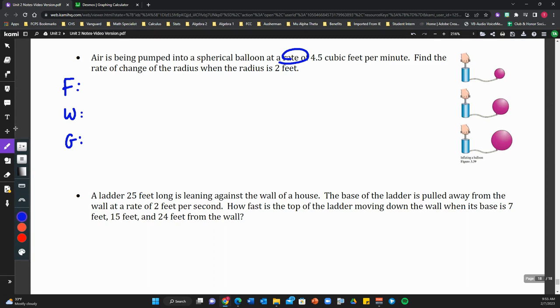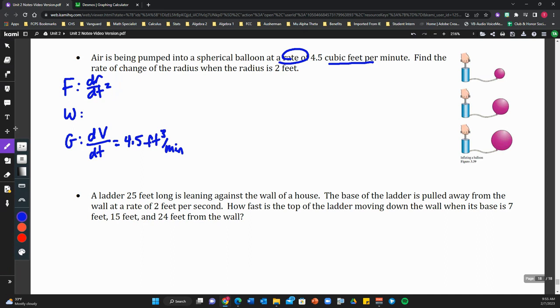So we know that this is going to be the change of something, so d something. And then the fact that it's cubic feet per minute, remember any third dimensional measurement is a measure of volume. So dV/dt in this case, and if the air is being pumped into it, then we know this is a positive rate of change, so 4.5 cubic feet per minute. And then we want to know what the rate of change of the radius is. So we want to know dr/dt.